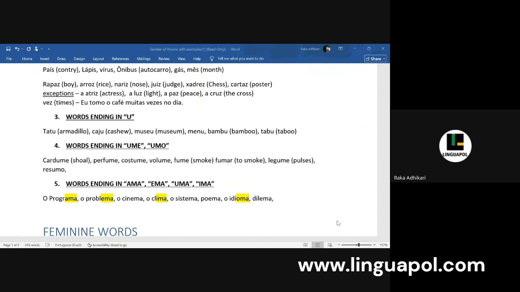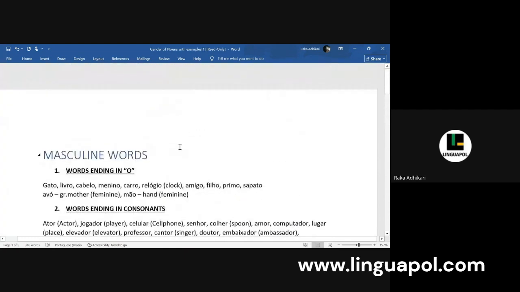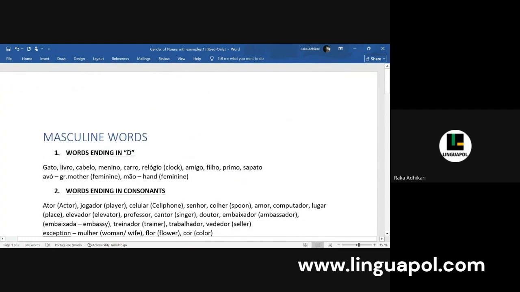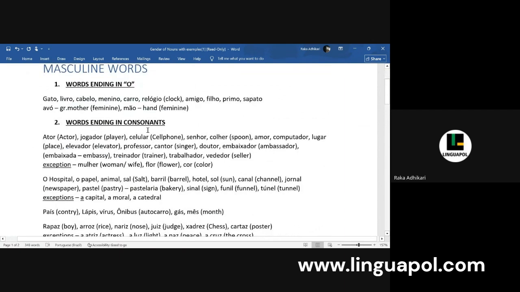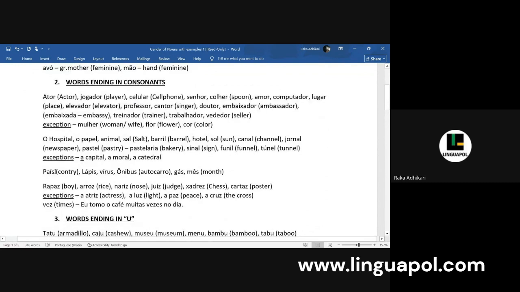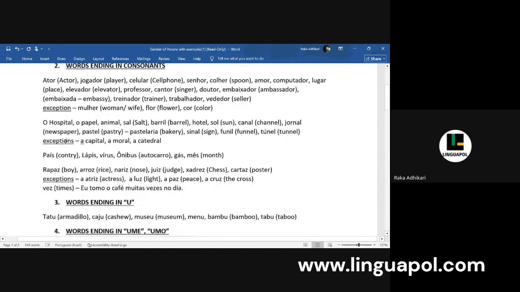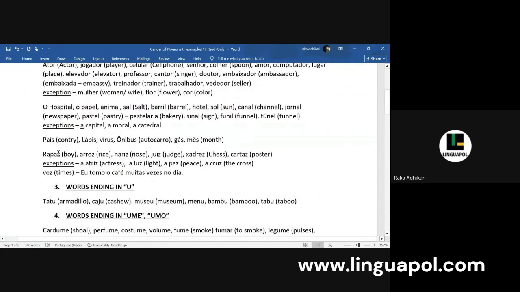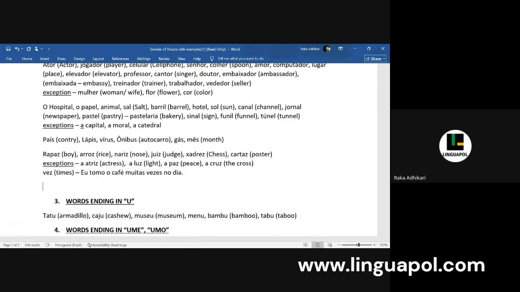So just to quickly recap this, we started with the letter O. Whatever word ends in O is masculine, but we have to remember that we can have exceptions as well. Then words ending in consonants. In this we saw words ending in the letter R, words ending in L, ending in S, and ending in Z. Okay, let us also include words ending in M.